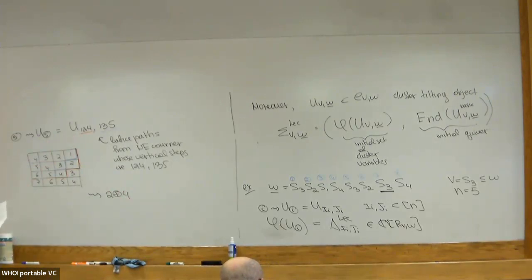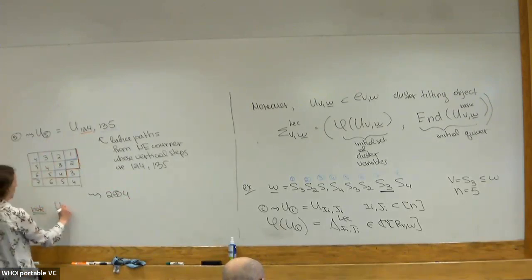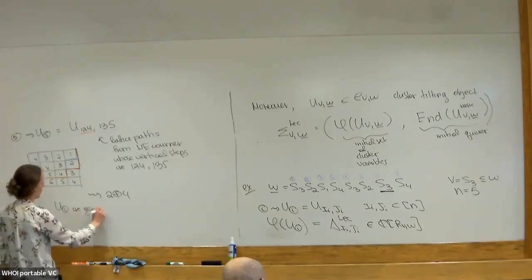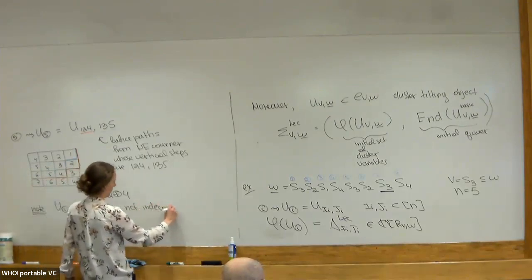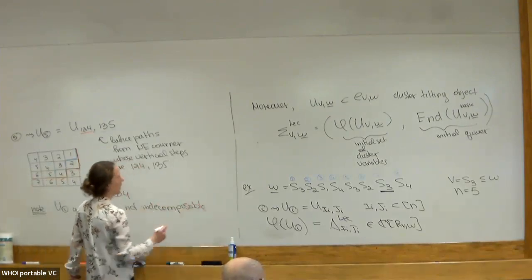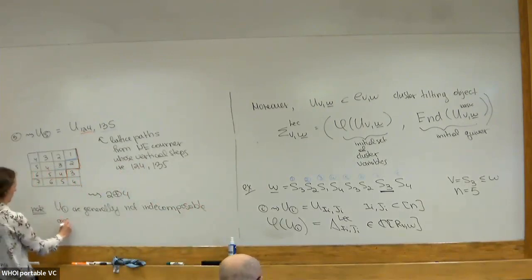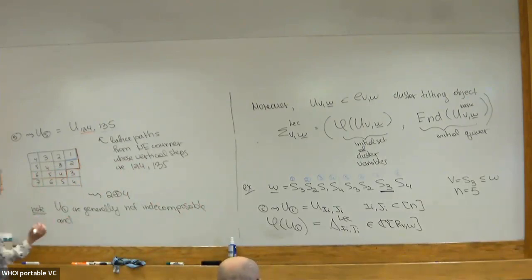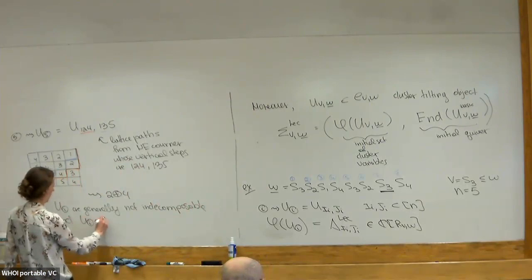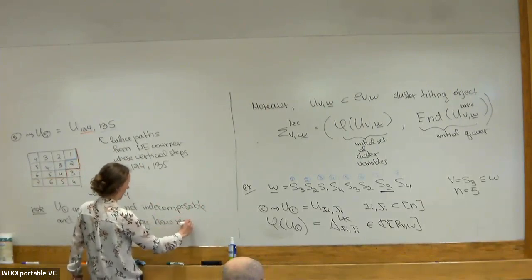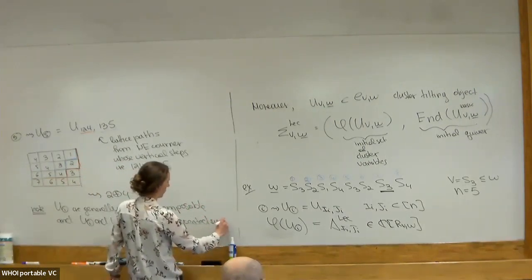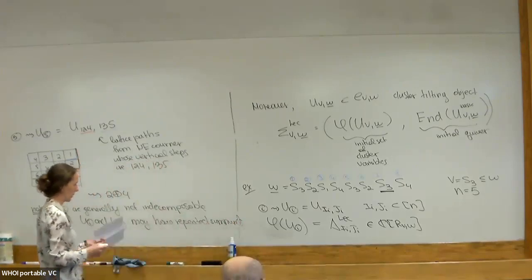So something to note, these U sub i's are generally not indecomposable. This is part of the difficulty. And the U_i and U_j may have repeated summands. So summands may repeat.